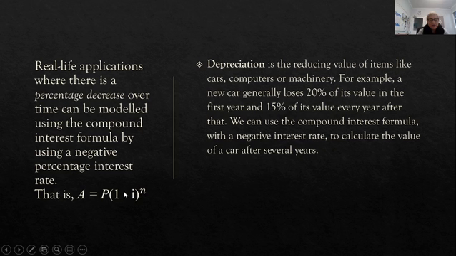Then real life applications where there's a percentage decrease can be modeled using this interest formula, but you actually take away your interest. So it's exactly the same. You can see over here as a takeaway. What is depreciation? Depreciation is reducing the value of items like cars, computers, or machinery. For example, they always say a new car, as you drive out of the showroom, loses 20% of its value in the first year and 15% of its value every year after that. We can use the compound interest formula with the negative interest rate to see what our value is.